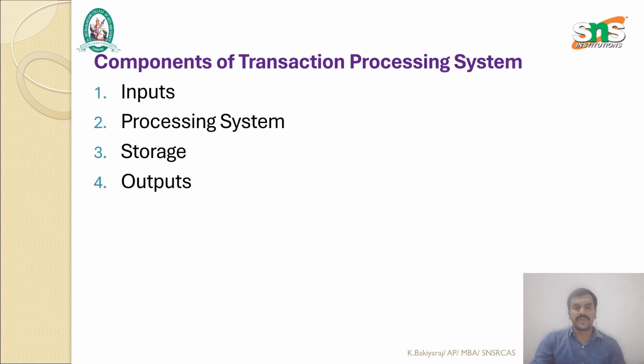And now we are going to discuss the list of components of the transaction processing system. So there are some elements that make up the transaction processing system. First element is the inputs. Second one is the processing system, the third one is the storage, and the fourth one is output.